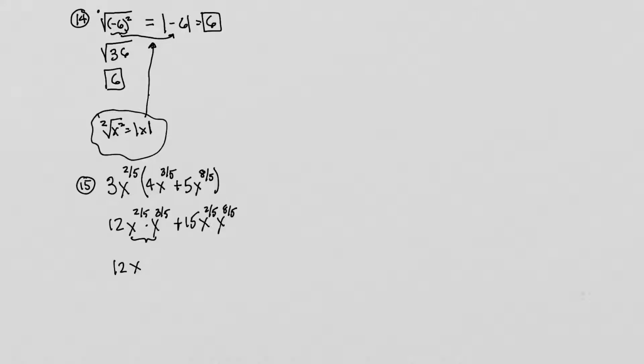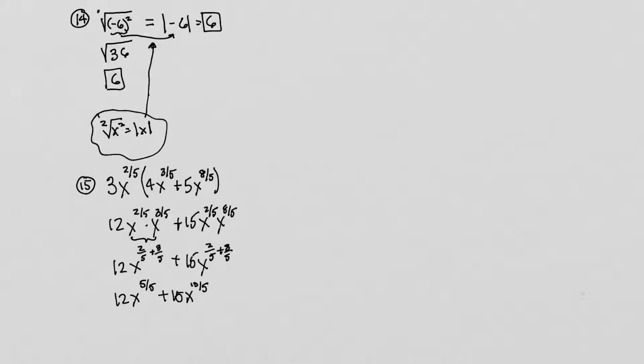So we're going to get x to the, I'll do every step, 2/5 plus 3/5 plus, same thing over here, 15x to the 2/5 plus 8/5. So this will give us 12x to the, now what have we got here? 2/5 and 3/5. That's 5/5. So we're going to get x to the 5/5 plus 15x to the, and then what do we have here? 2/5 and 8/5 is 10/5, so we'll get 10/5.